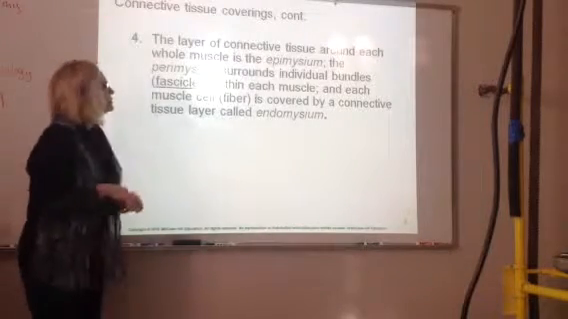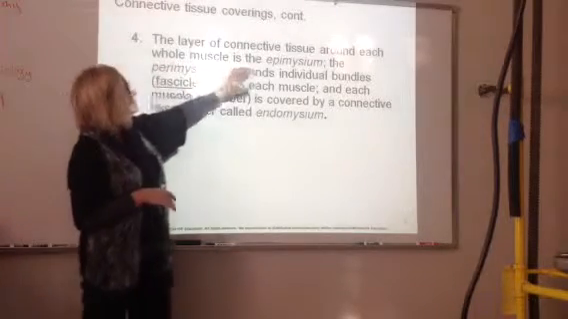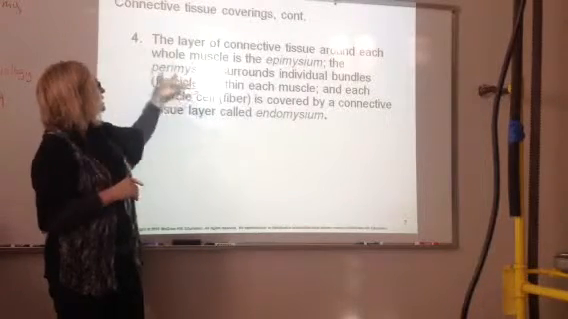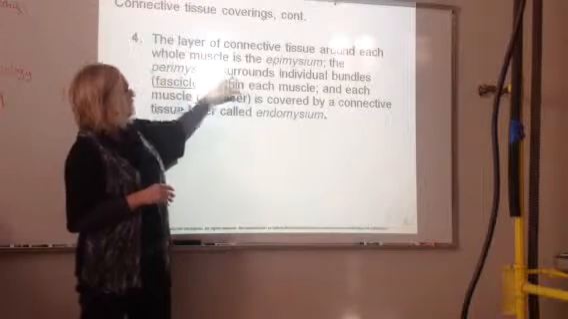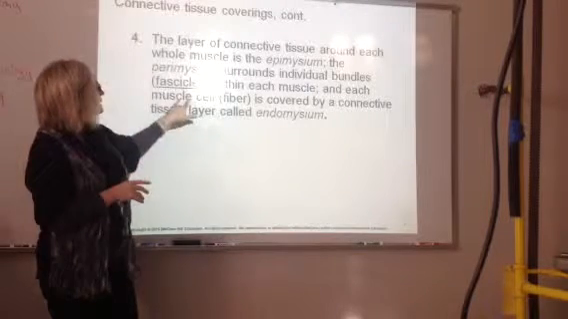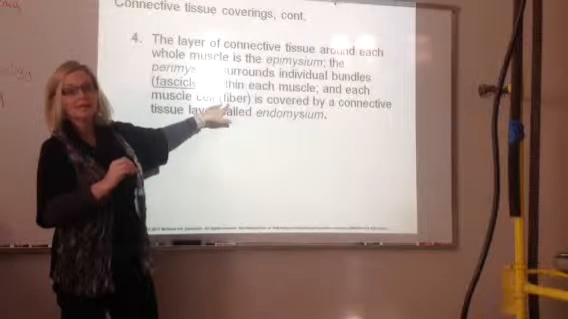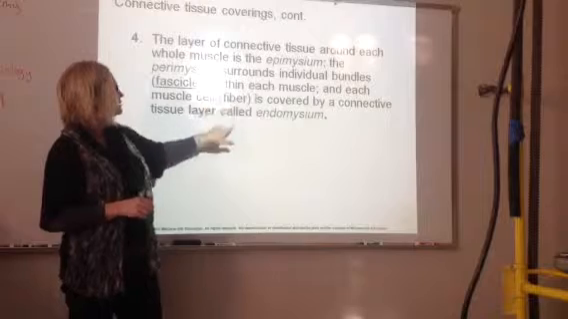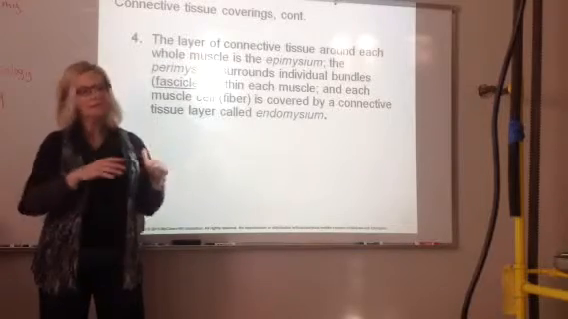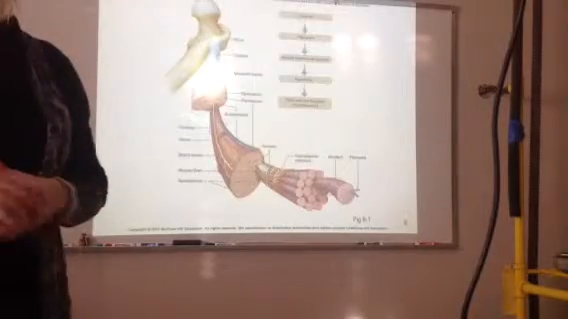Layer of connective tissue, this is going to be similar to when we talked about bone. Epimysium surrounds each whole muscle, so that's like the outside. Perimysium surrounds individual muscles, and we'll look at a picture that will make more sense. And then each individual fiber in the muscular system, a muscle cell is a muscle fiber, and each one of them has a layer of lining around it, and that's endomysium. So endo, inside, that's going to be the furthest one inside of the muscle.